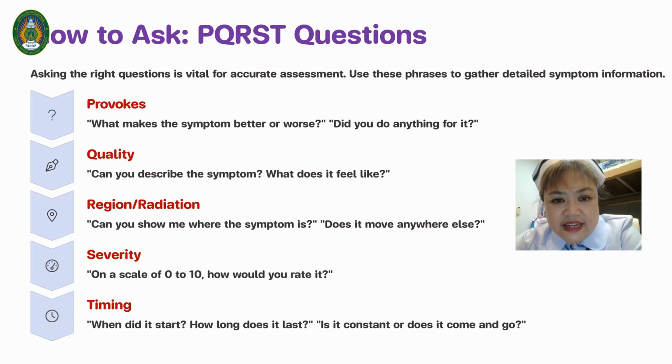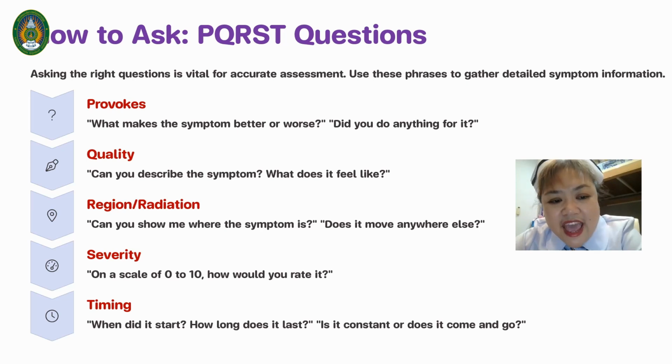Okay, to get this detail, we need to ask the right questions in English. Here are some standard ways to ask about each element of PQRST. It's very useful. You can use it. Okay, practice saying these questions clearly. What makes the symptoms better or worse? Did you do anything for it?